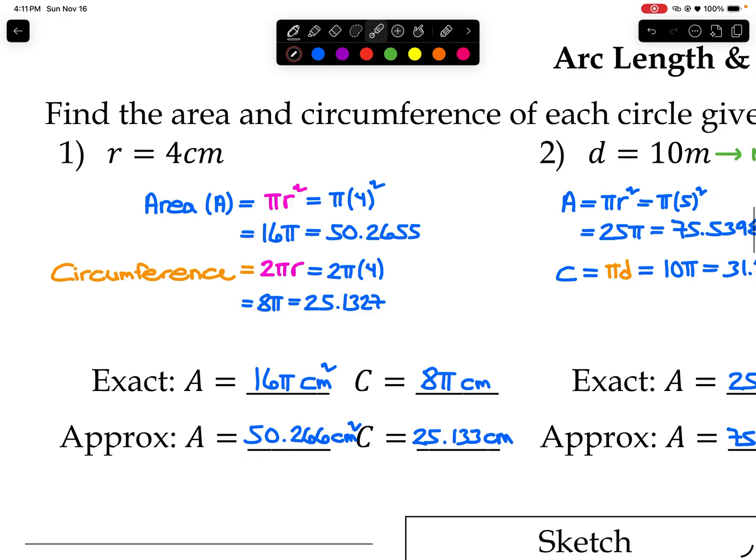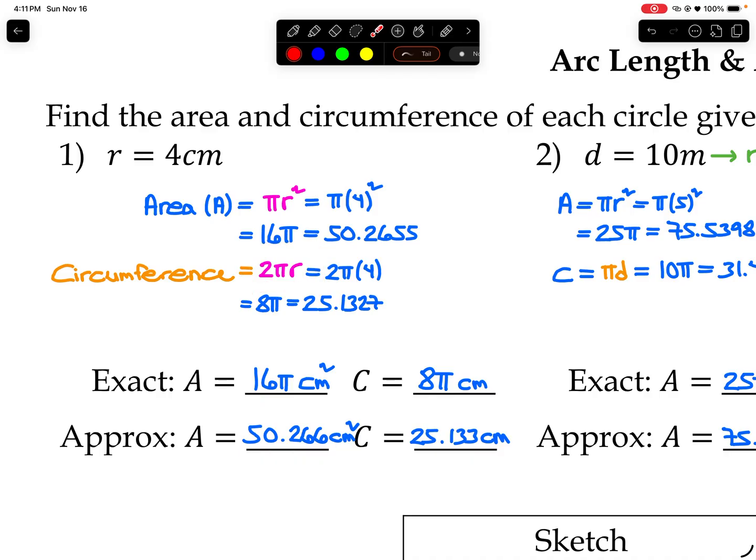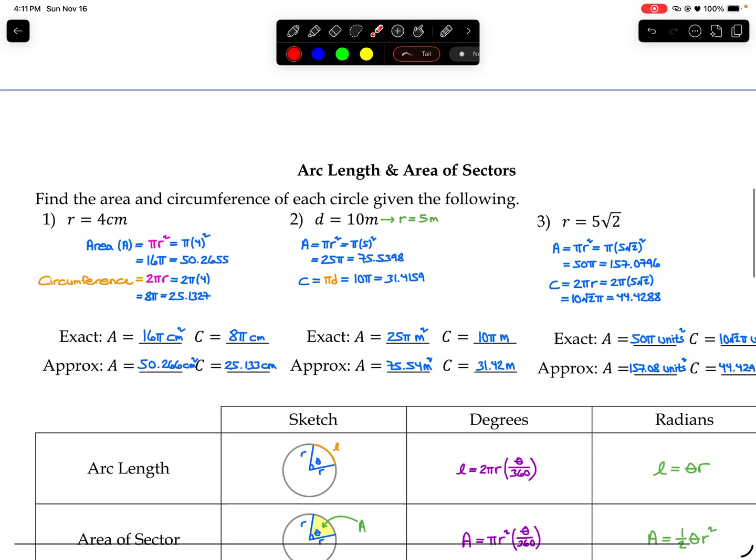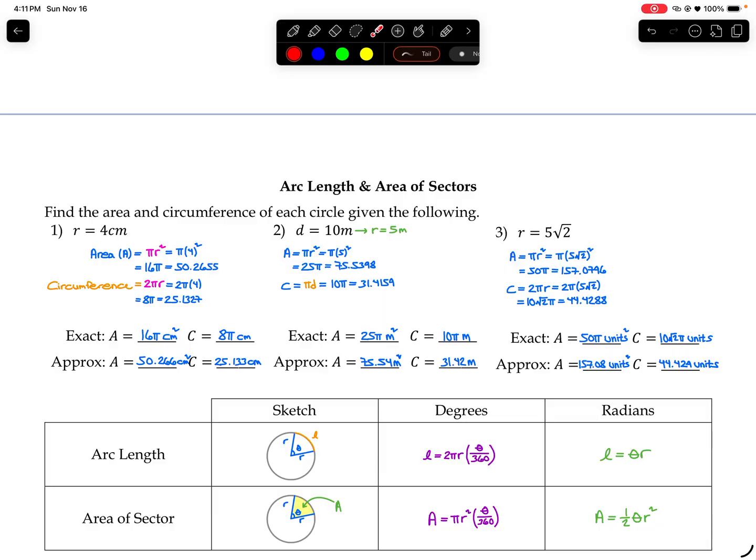So if I want to find the area of the circle, we're going to use the formula pi r squared, whereas if we want to find the circumference, we're going to use 2 pi r or even pi times d, depending on the given information. I will let you take a moment to look through this information.